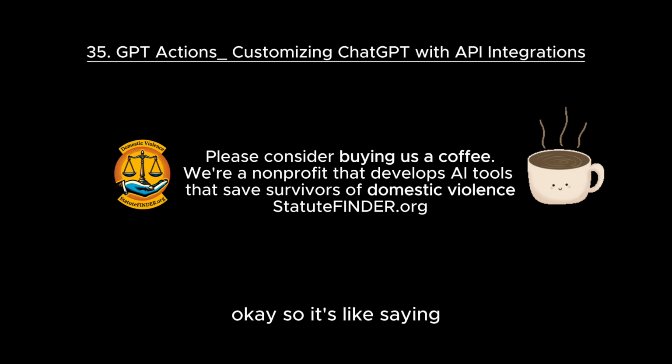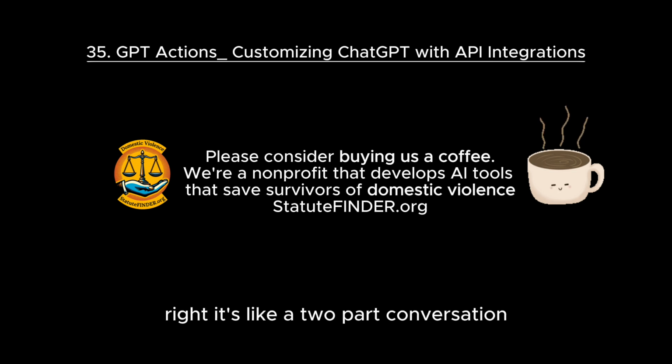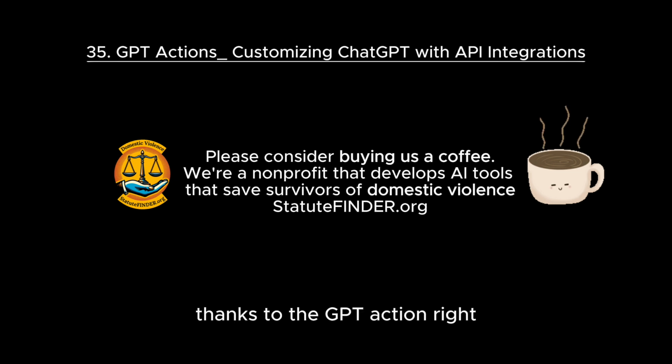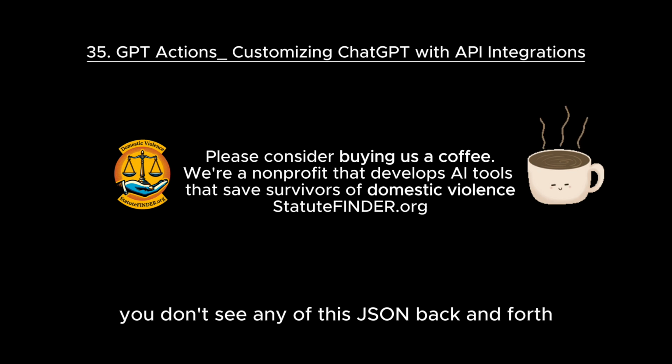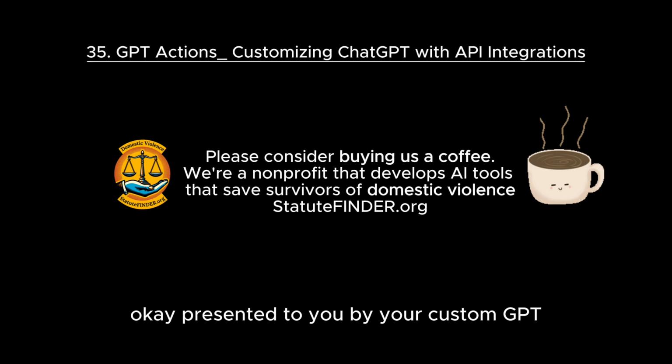Okay. So it's like saying, okay, now that you know where I am, tell me what the weather will be like on these specific dates. So the second API call builds on the information we got from the first one. Right. It's like a two-part conversation with the Weather Service. Exactly. And all this communication is happening behind the scenes thanks to the GPT action. You don't see any of this JSON back and forth. You just get a nicely formatted weather forecast presented to you by your custom GPT.